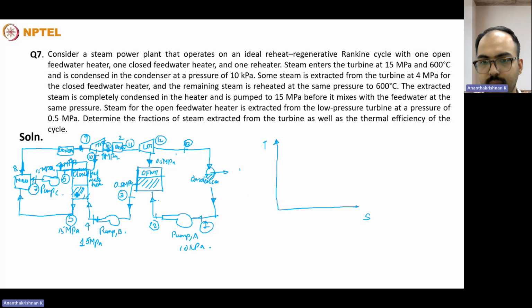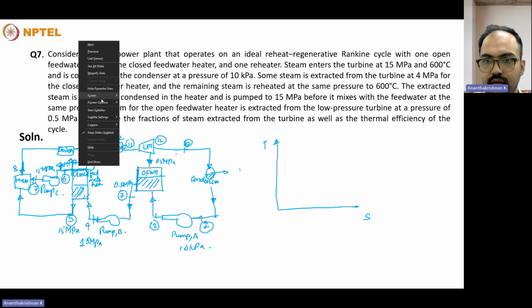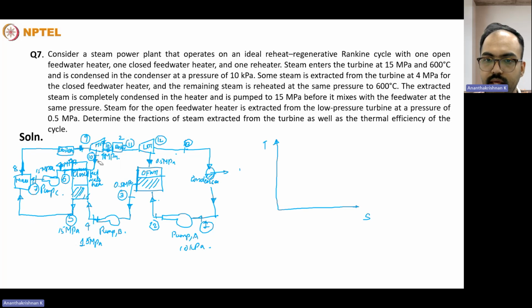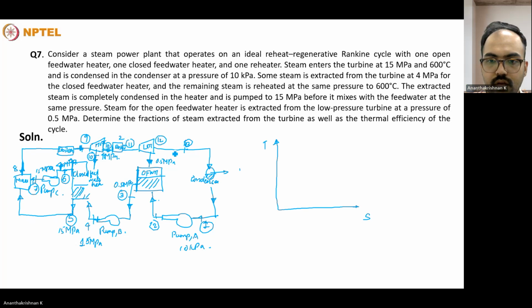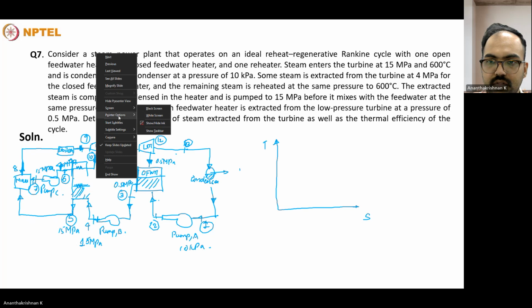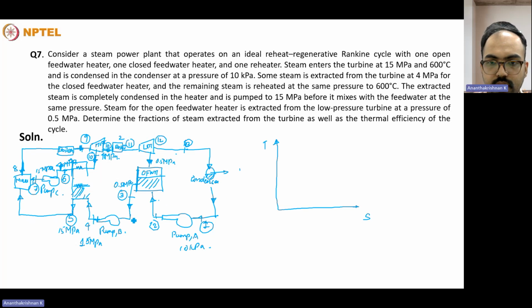So this might look a bit confusing. I can draw it in a better manner, but this will become more clear when I try to plot it in a TS plane. Post feed water heater, we have 4 megapascal, and writing this out, I can denote it as CFWH.